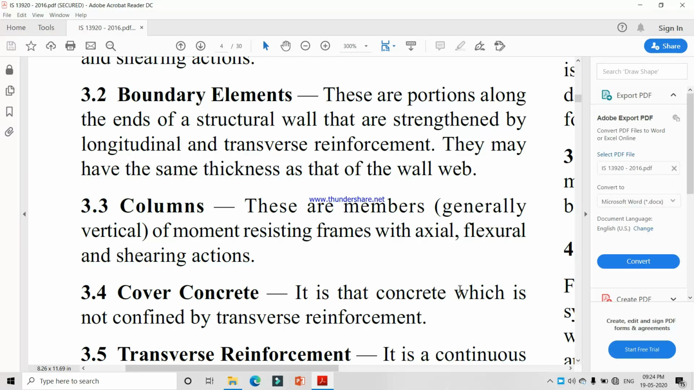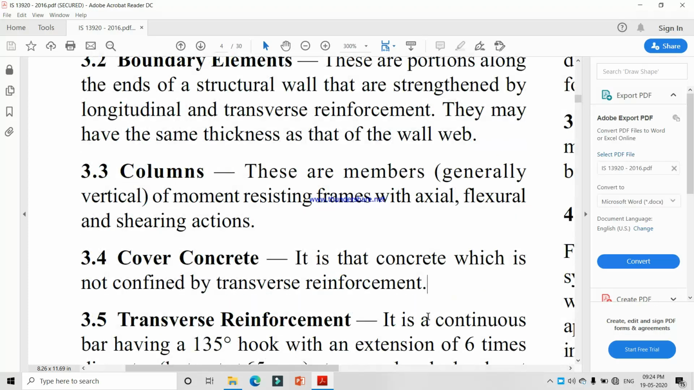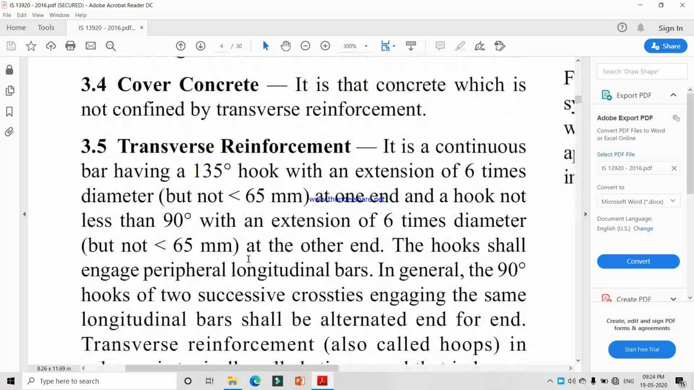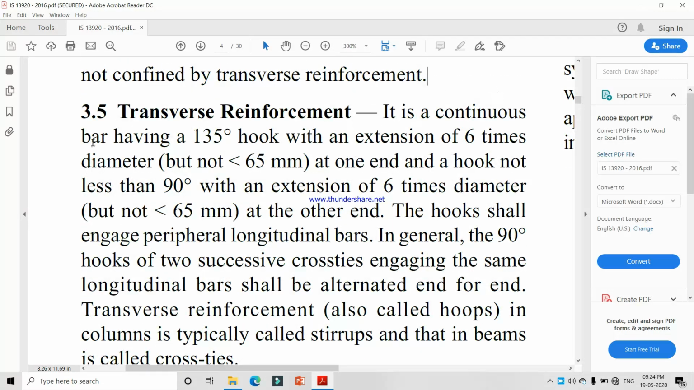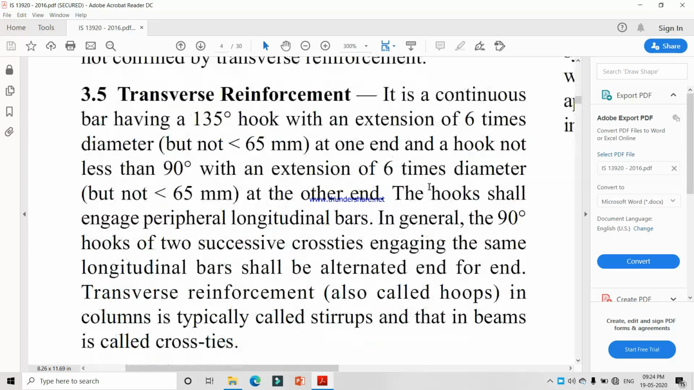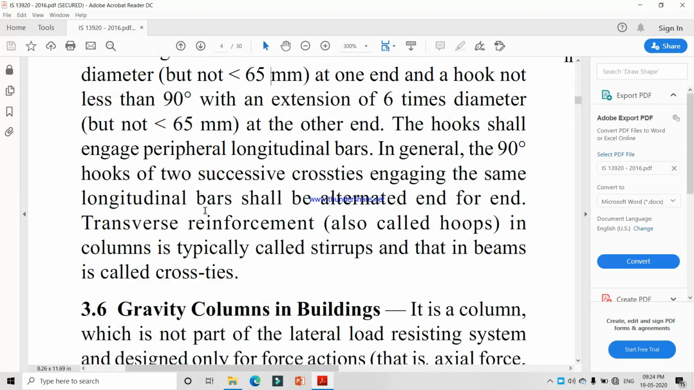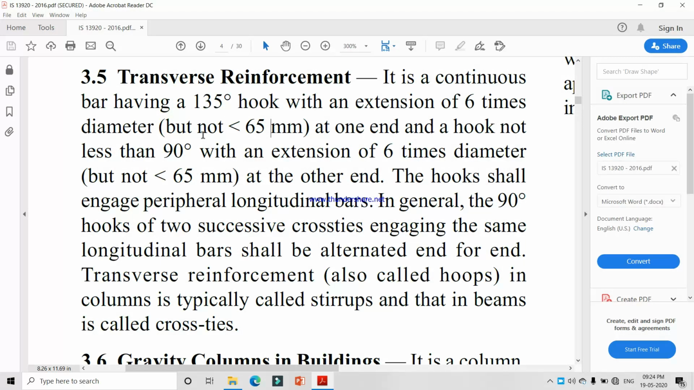Concrete cover is the concrete which is not confined by transverse reinforcement. That means reinforcement is not provided in this particular direction. This is the transverse reinforcement. Transverse reinforcement is a continuous bar with a 135-degree hook at the end, and the hook length is 6 times the diameter but not less than 65 mm. This is the hook criteria.